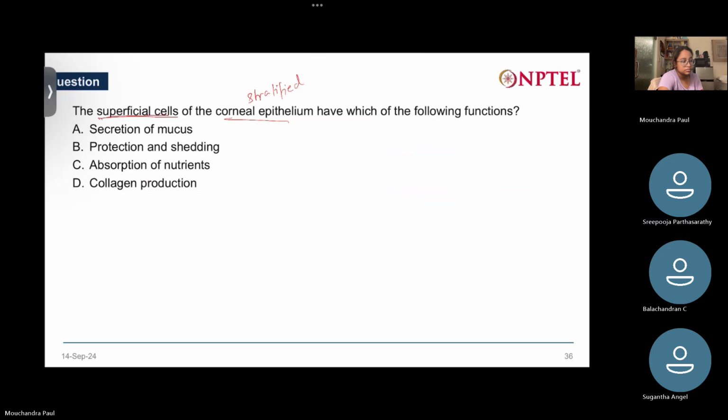B, ma'am. Yes, you're correct. So mucus is actually produced by the tear film, that is the outermost layer of the eye, covering the corneal epithelium. And absorption of nutrients happens through that tear film, in contact with air. Cells can absorb some oxygen, and collagen production is not the case for this at all. It is not at all appropriate here.